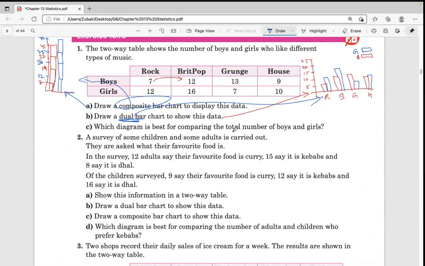Which diagram is best for comparing the total number of boys and girls? So total number, because we are obviously drawing it in the composite. Total number. Yes, sir. That's so it's the left one.